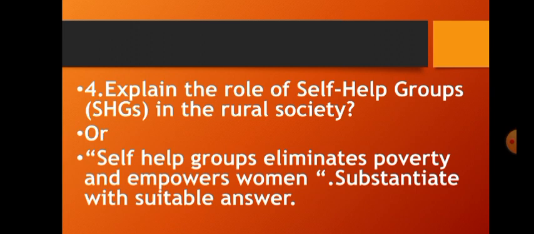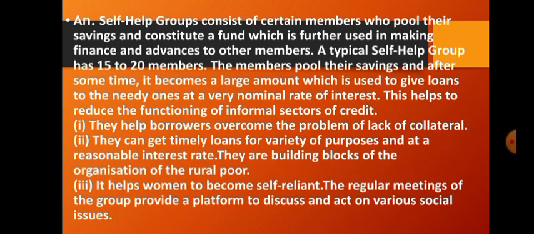Explain the role of self-help groups in the rural society. About self-help groups, SHGs. Self-help groups consist of certain members who pool their savings and constitute a fund which is further used in making finance and advances to other members. A typical self-help group has 15 to 20 members. The members pool their savings and after some time it becomes a large amount which is used to give loans to the needy ones at a very nominal rate of interest.